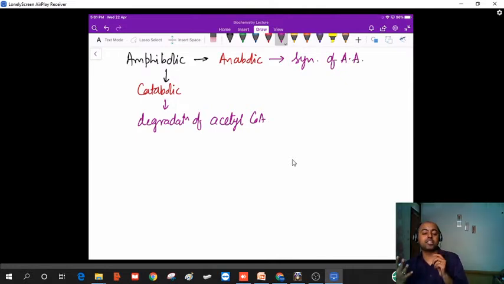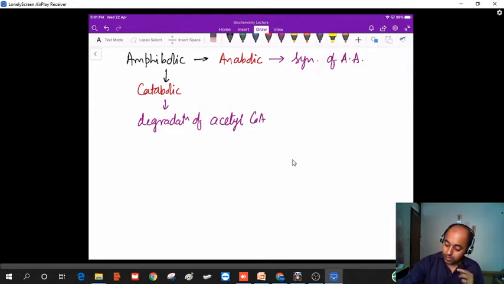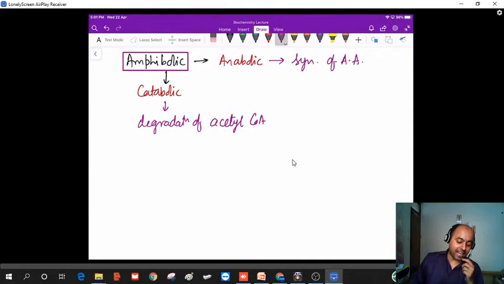When there is excess of glucose, the intermediates can be directed towards synthesis of amino acids, whereas a certain amount of the glucose is degraded. So it is the same pathway. The same pathway is catabolic in nature also, and it is anabolic in nature also. That is why we use the term amphibolic in nature. Degradation is also occurring. The synthesis is also occurring.